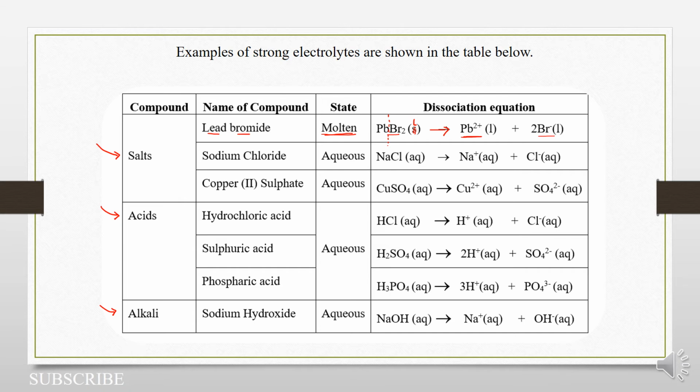This is an ion, lead 2 ion. So we can say it ionizes or dissociates fully into the corresponding ions. This is the second ion, bromide. So this is an example of a strong electrolyte, because almost all of the atoms will dissociate or ionize completely into lead ions and bromide ions.